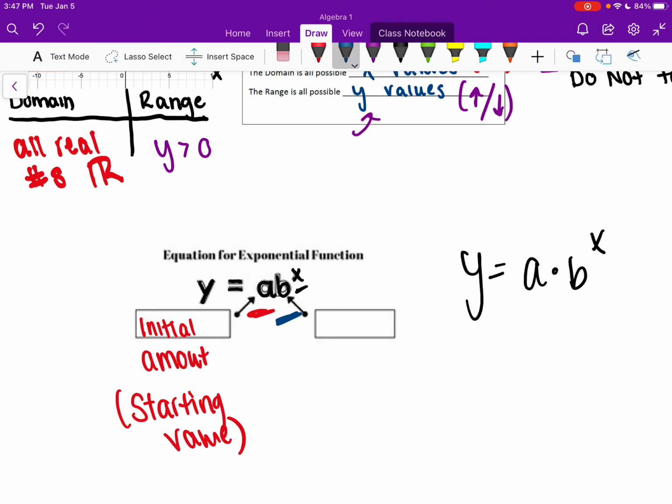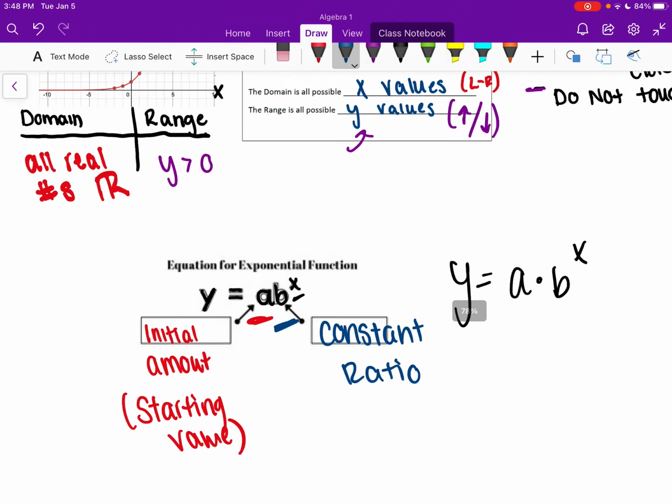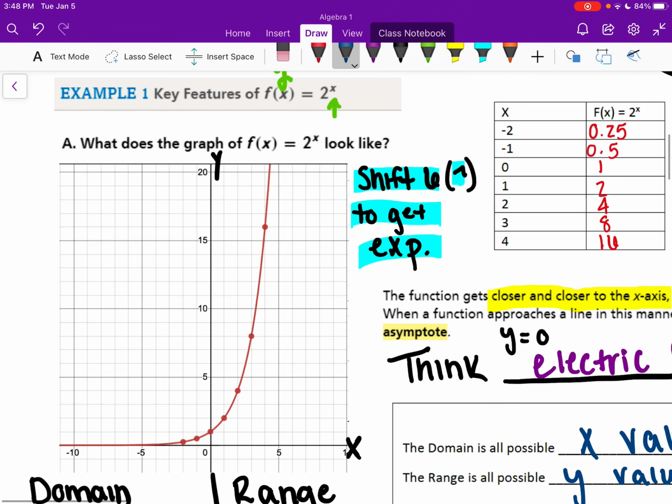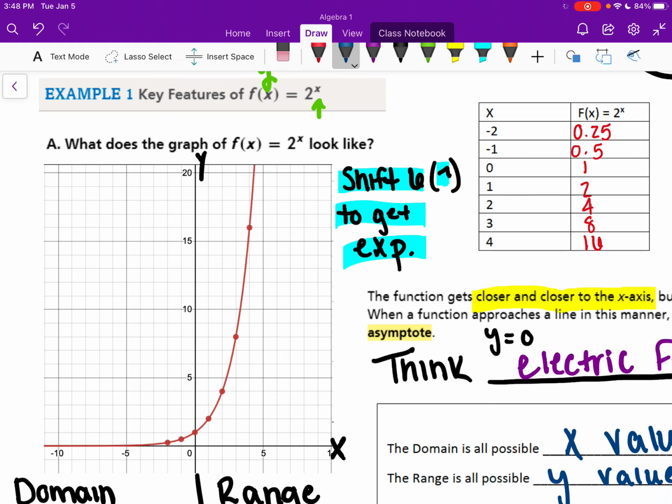And this b represents our constant ratio. That's a new vocabulary word for us. And the way we describe the constant ratio, because notice this isn't just a straight line, you all. Like we go from 0.25 to 0.5, then to 1, then to 2, then to 4, then to 8, then to 16. So we're not going up by the same amount each time.